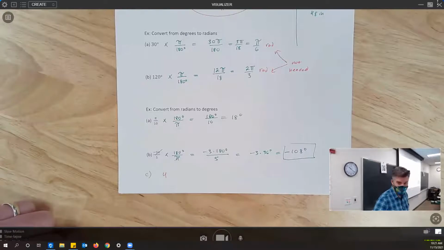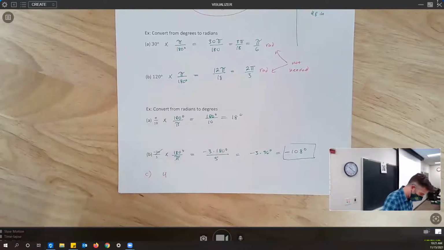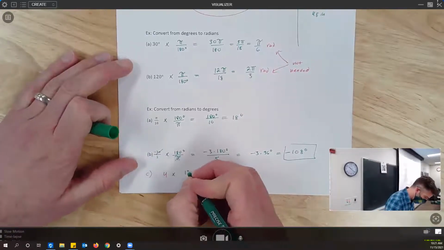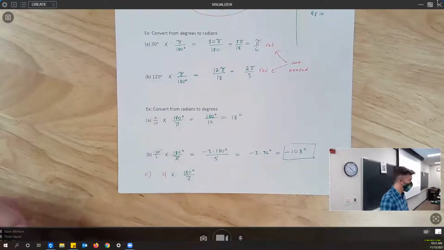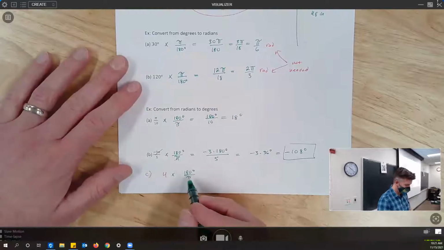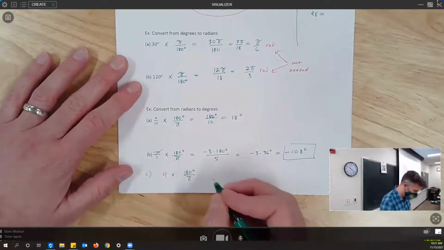So I'm going to convert that to degrees, and it's not going to be pretty. I'm going to multiply this by 180 degrees over pi. And all I can really do is multiply the 4 by the 180. 4 times 180, let's see, that's 2 times 360, that's 720.